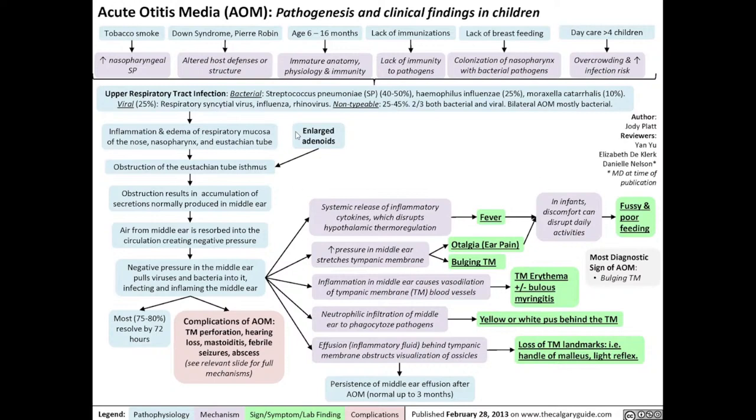And finally, all this pathological process leads to the symptoms: fever, otalgia, and bulging tympanic membrane on otoscopy, erythema of the tympanic membrane, sometimes bullous myringitis, yellow or white pus behind the tympanic membrane, loss of tympanic membrane landmarks like the handle of the malleus and light reflex, and all that leads to fussiness and poor feeding. The most diagnostic sign of acute otitis media is a bulging of the tympanic membrane. So otoscopy is a very important method which you may do.